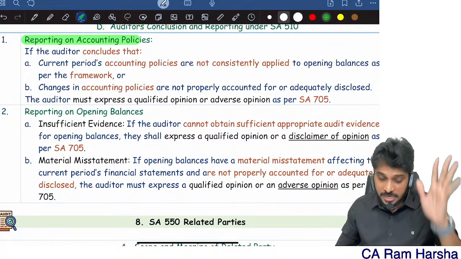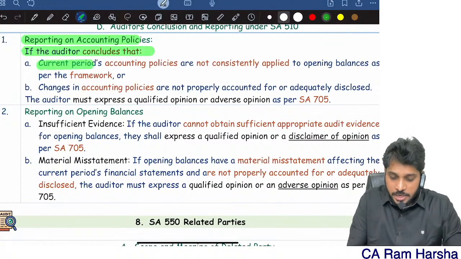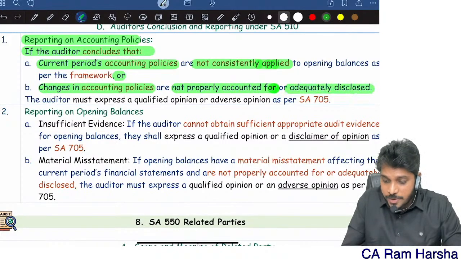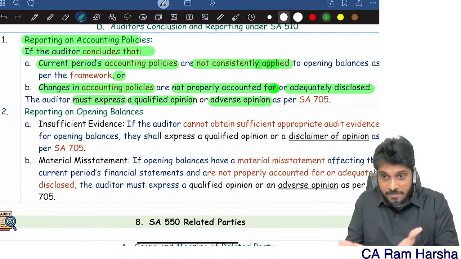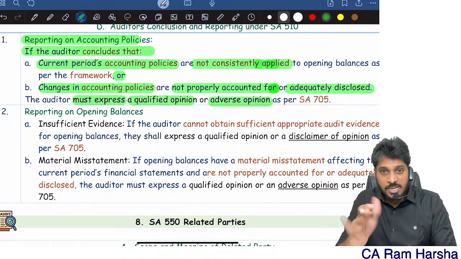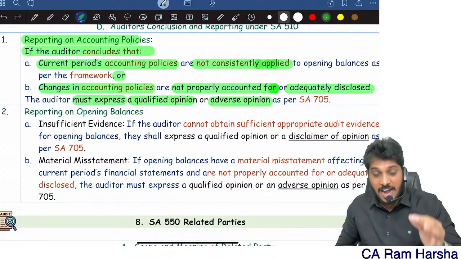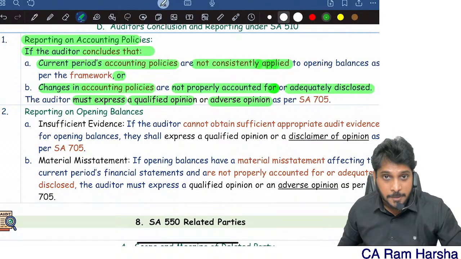or adverse opinion. If the auditor concludes current period accounting policies are not consistently applied, or changes in accounting policies are not properly accounted for or not adequately disclosed, the auditor must express a qualified opinion or adverse opinion. You have evidence here: accounting policies are not consistent, or there are some changes which are not properly accounted. Therefore, we must give an adverse opinion or qualified opinion, as the case may be.